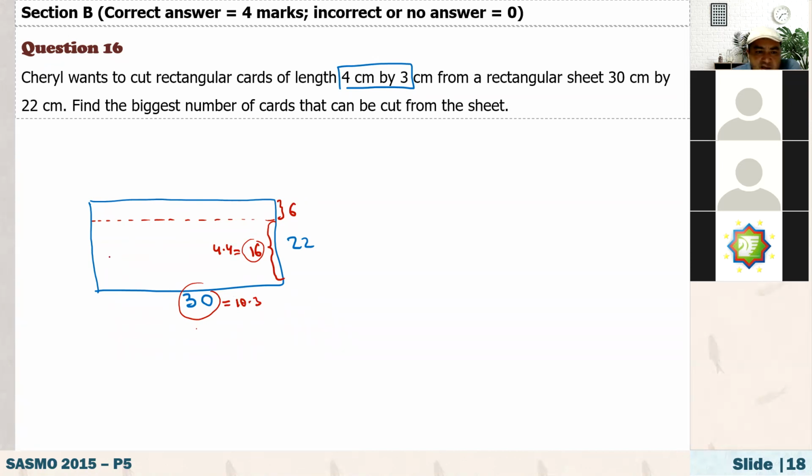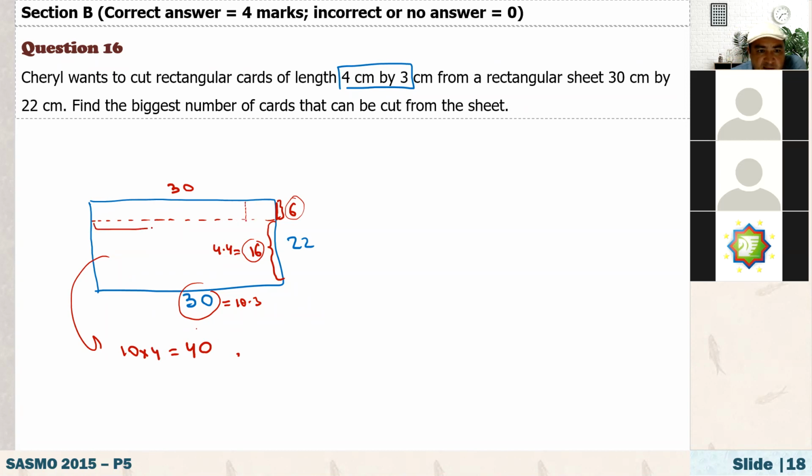So how many cards can we cut from here? From here, I can cut 10 times 4. That is 40. Now this strip, the length is 30 and the width is 6, right? How can I cut the smaller pieces that are divisible by 4 and 3? Here, the width is divisible by 3. I have no problem. Now again, I'm going to cut from here.